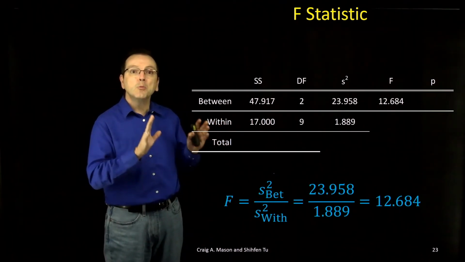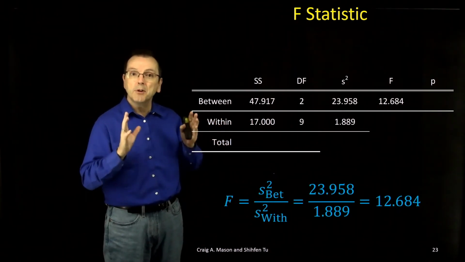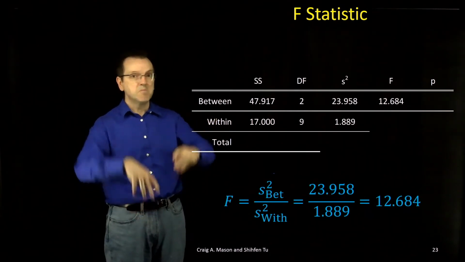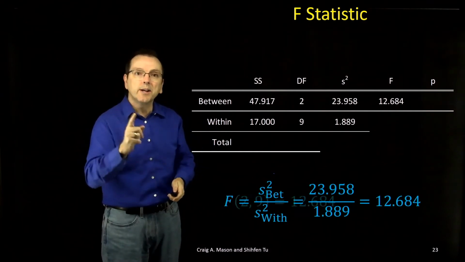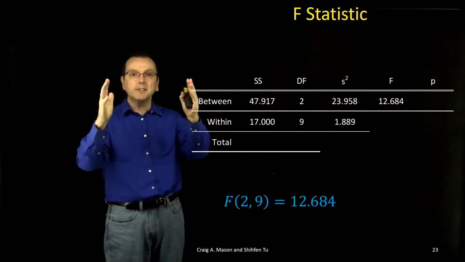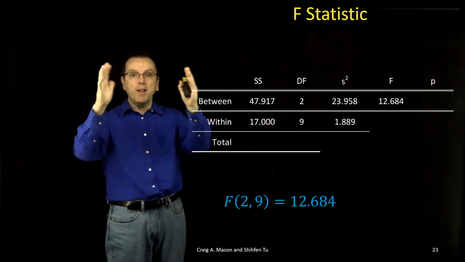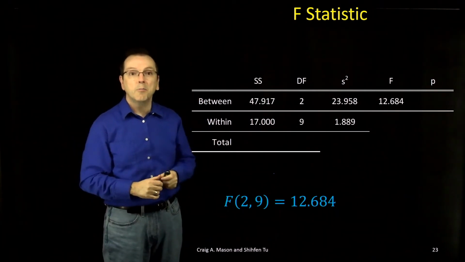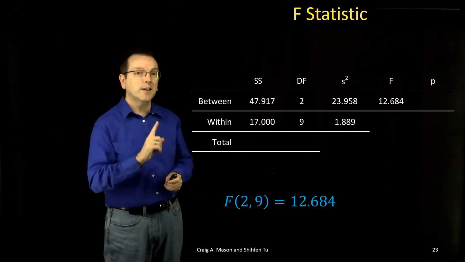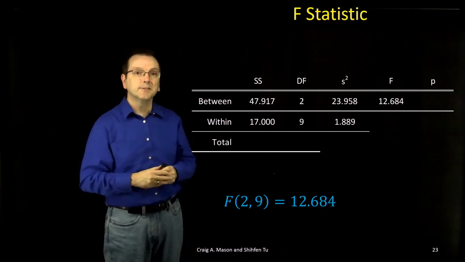Now, remember to report the F using the proper notation. Don't just say F equals 12.684. Include the degrees of freedom and report it as F with, in parentheses, 2 and 9 degrees of freedom equals 12.684. Don't forget the degrees of freedom in parentheses.